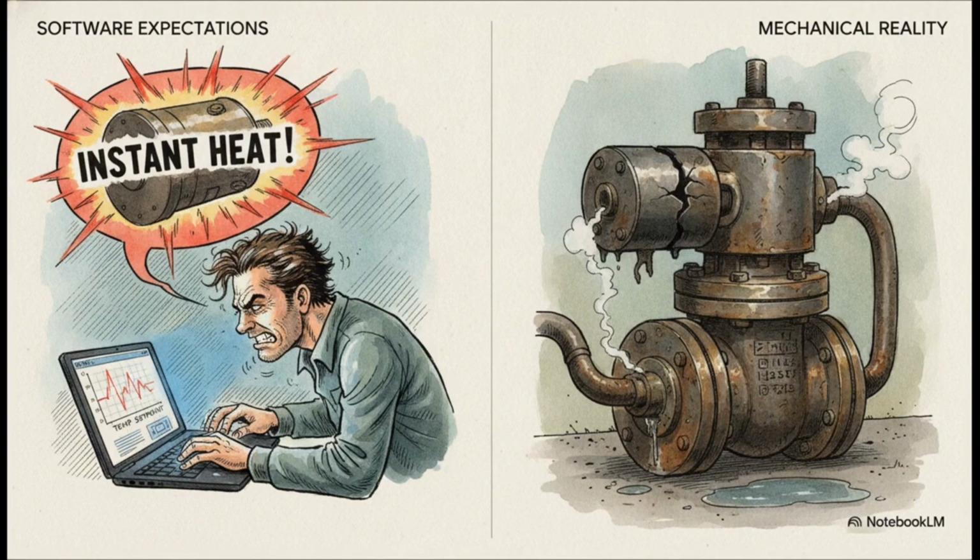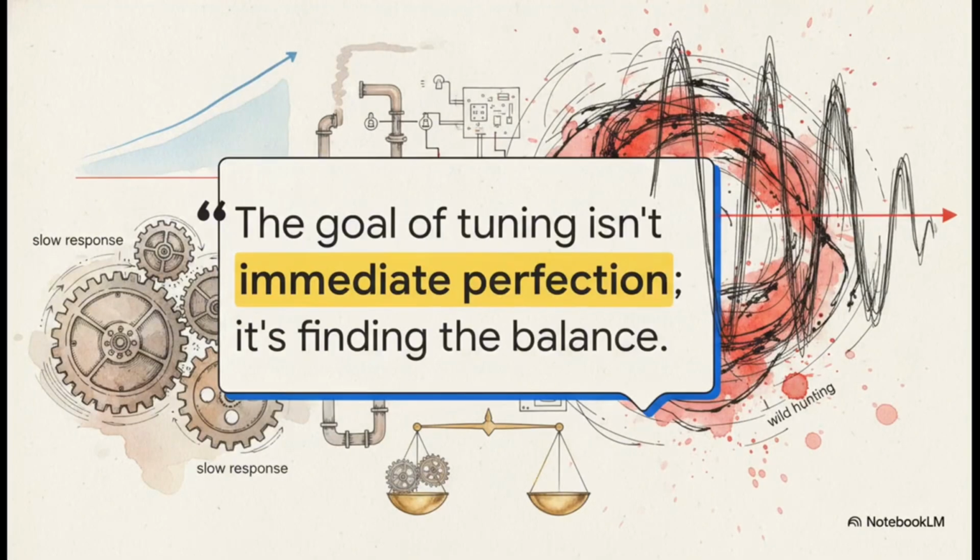Technicians will literally spend hours tweaking a PI loop in the software, only to realize the physical valve actuator is actually broken and physically stuck in the open position. You cannot program your way out of a broken valve. I want you to remember this golden rule of controls engineering. The goal of tuning isn't immediate perfection, it's finding the perfect balance between a slow response and an unstable oscillation. Stable control takes a little patience, you know. You want the system to reach the set point efficiently without flying past it into a state of wild hunting.